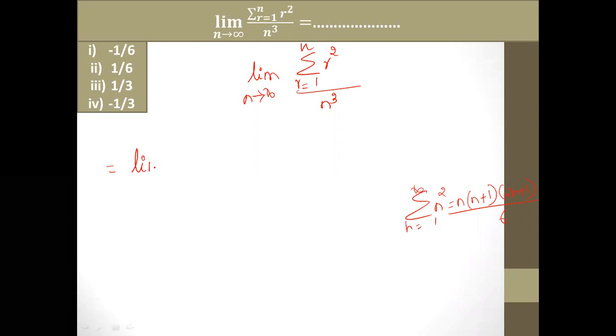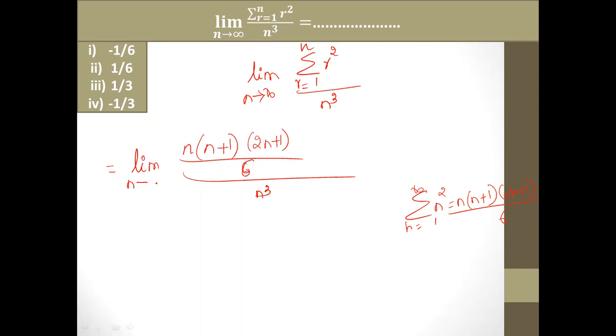It becomes limit of summation r square, r equal to 1 to n, which can be written as n into n plus 1 into 2n plus 1 divided by 6. Again, we have the whole divided by n cube, as n tends to infinity. What we have done is, in place of summation r square, we have substituted this formula. So that gives limit n into n plus 1 into 2n plus 1 divided by 6 and n cube. Both are in the denominator.